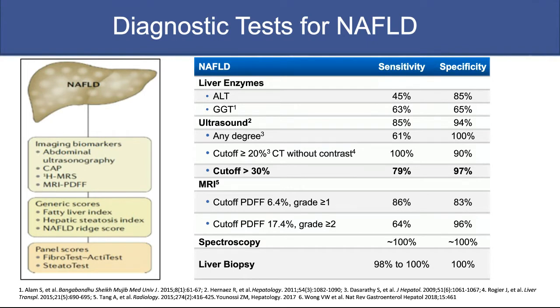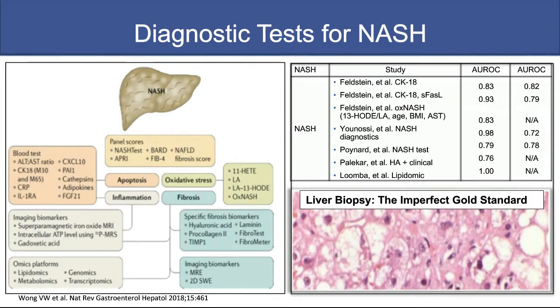Of course, liver biopsy, and in my view, even MR PDFF, are very highly specific and sensitive for diagnosing fatty liver disease. On the other hand, when you're trying to diagnose NASH, there have been a lot of attempts to develop non-invasive blood tests. As you see in this table, none of them have actually been validated. So in 2019, liver biopsy remained the imperfect gold standard for diagnosing NASH.